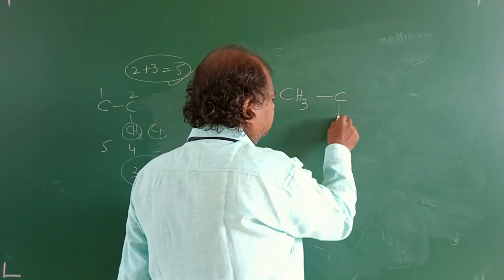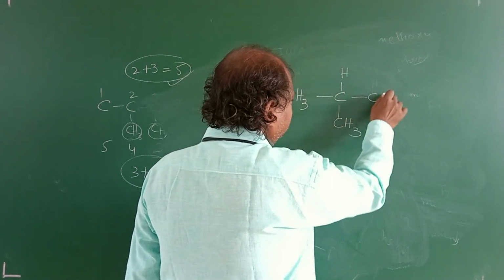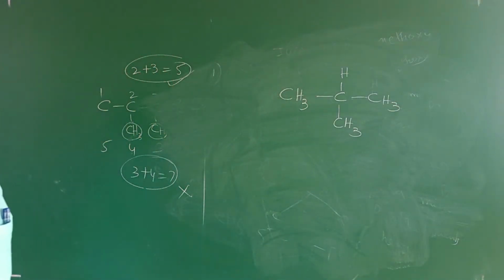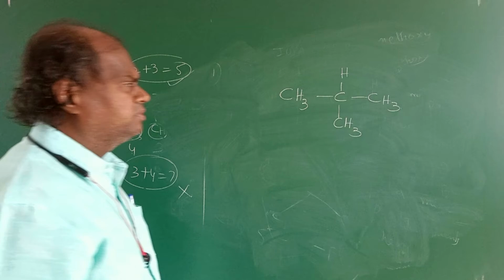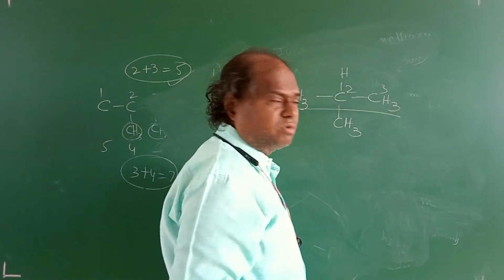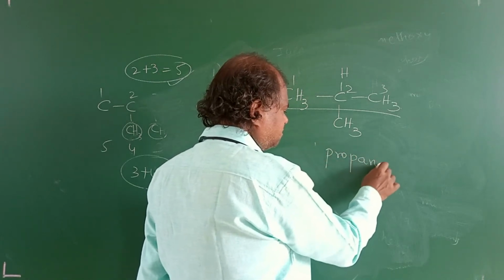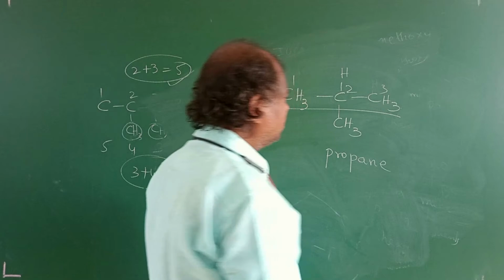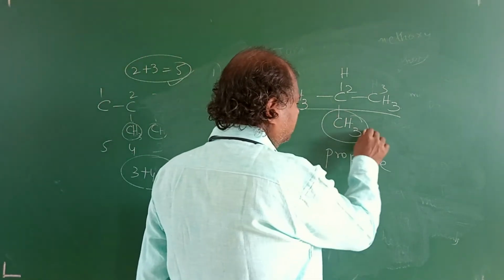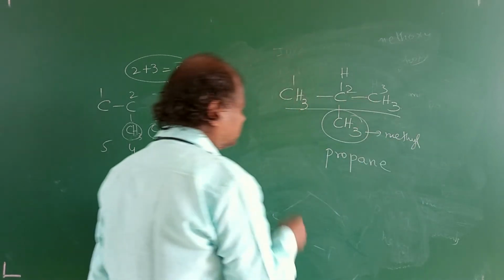Suppose I show like this. Now see here I am showing all the hydrogens. So suppose I want to name this. What is the longest chain? What is this called? Propane, right? Is it propane? 1, 2, 3. Propane. Now at the second place you have got methyl. What is the substituent called? Methyl. So you have to give the number. 2-methyl.